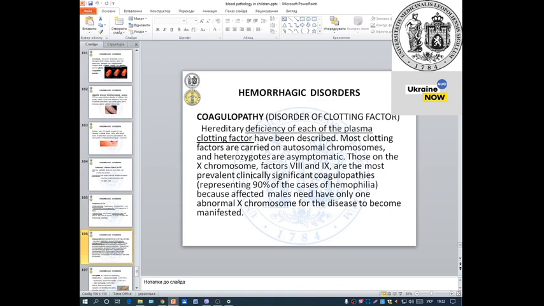Disorder of clotting factor has the name coagulopathy. Hereditary deficiency of each of the plasma clotting factors has been described. Most clotting factors are carried on autosomal chromosomes and heterozygotes are asymptomatic. Those on the X chromosome, factor 8 and 9, are the most prevalent clinically significant coagulopathies, representing 90% of the cases of hemophilia.